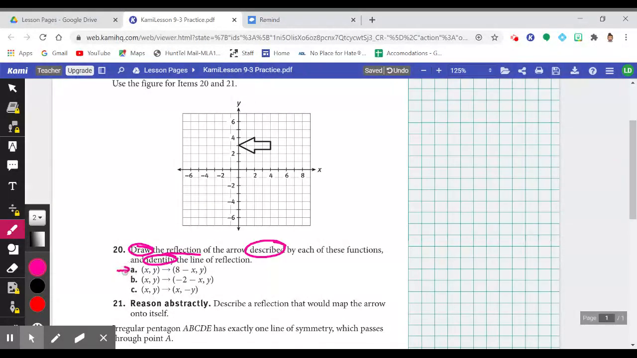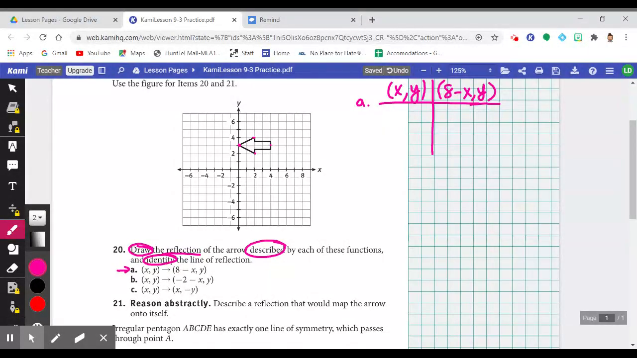So on A, they tell us that the function is eight minus x, comma y. So I'm using a function table here for A. Not necessarily that you have to do that, and if I can explain what this function is really telling us to do, maybe a function table is not needed at all. There's really no rhyme or reason why I choose certain points on our pre-image, other than I think these vertices will be the easiest to draw our image using.